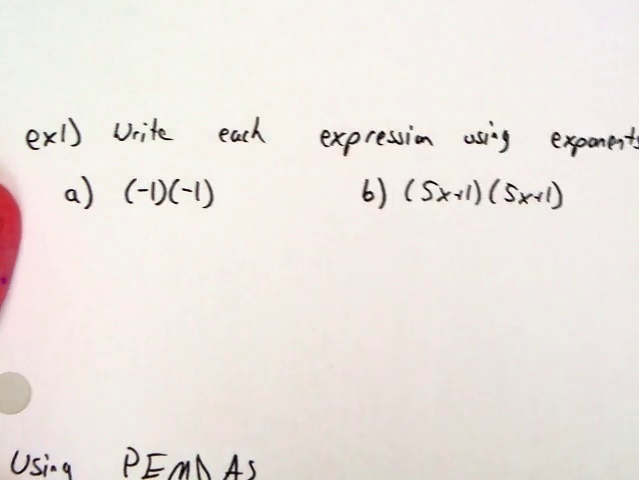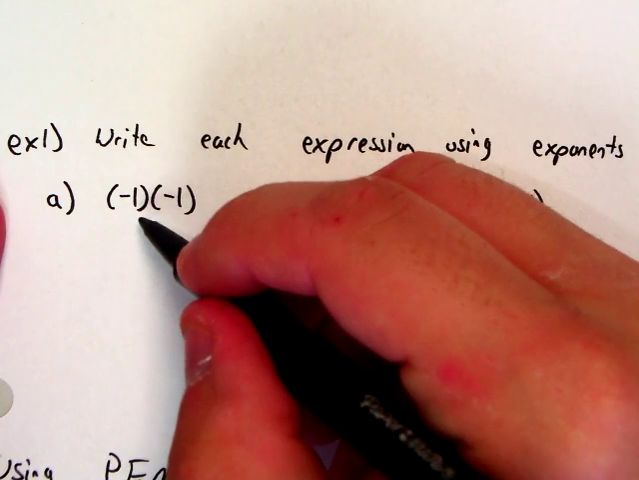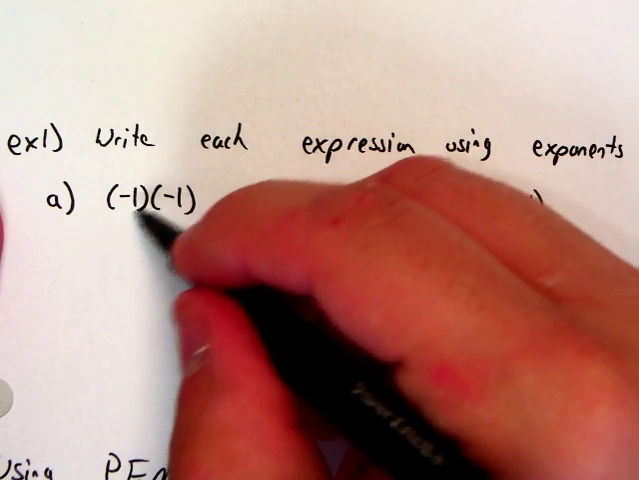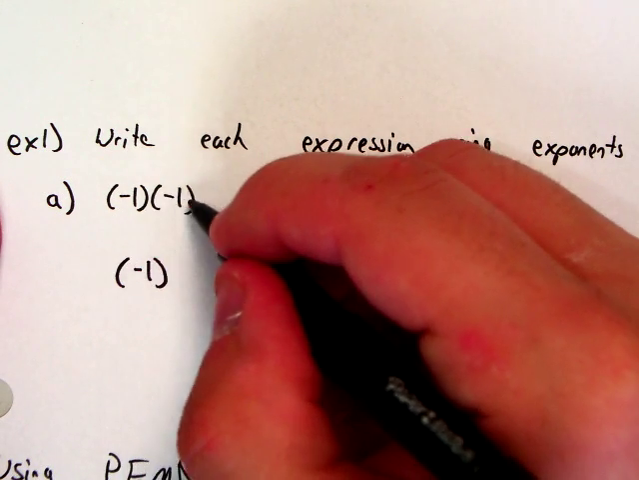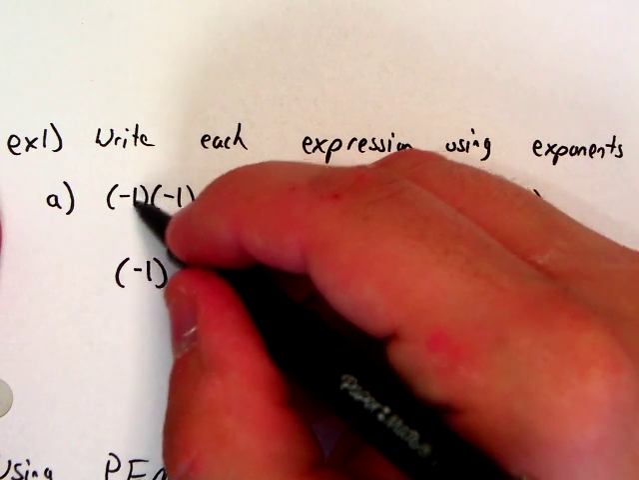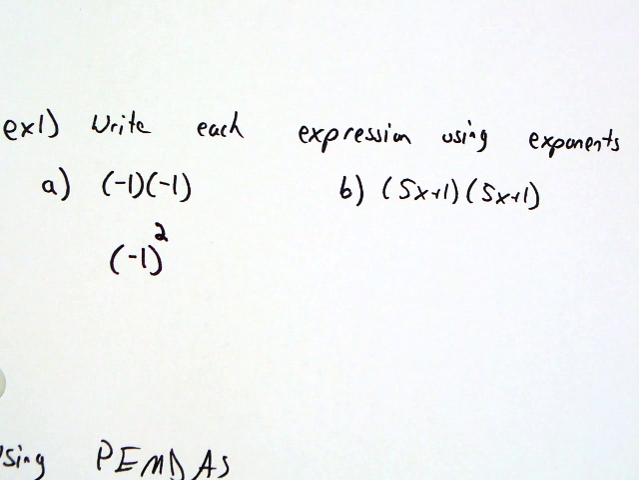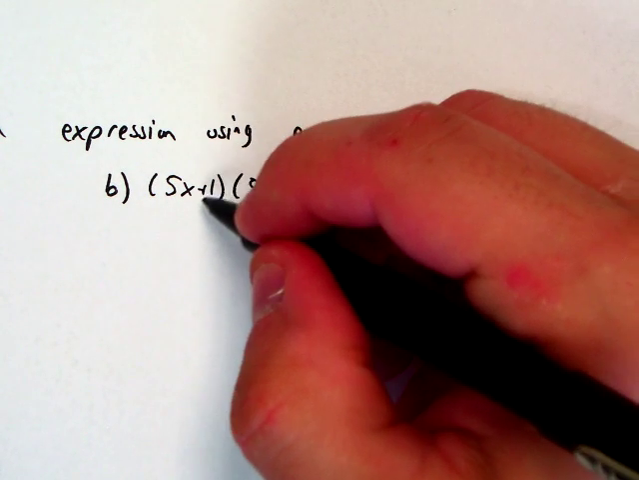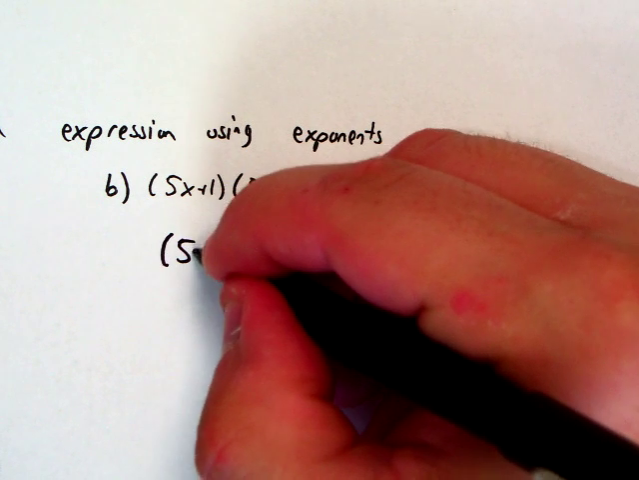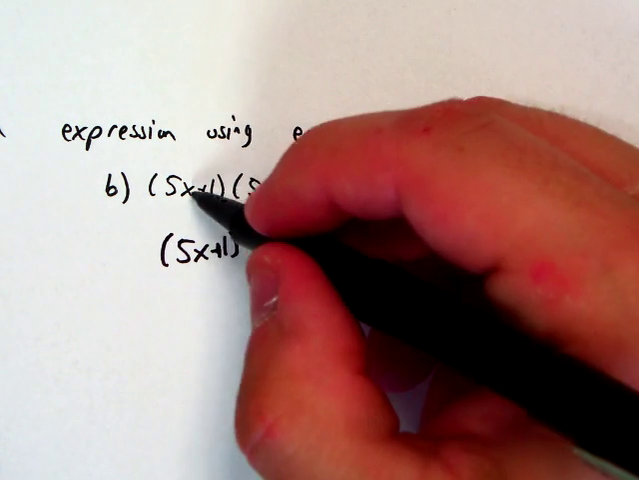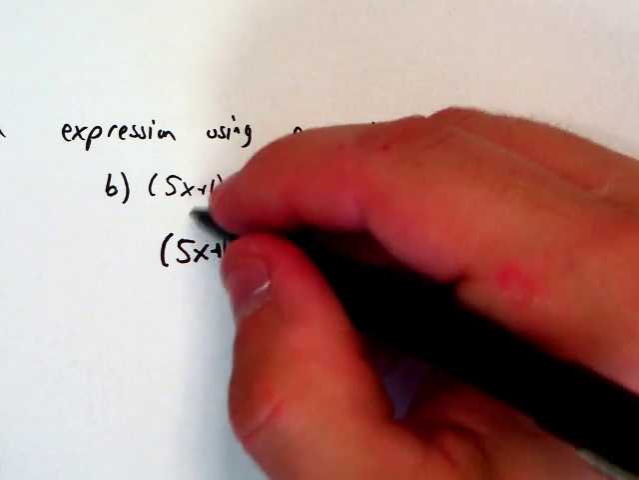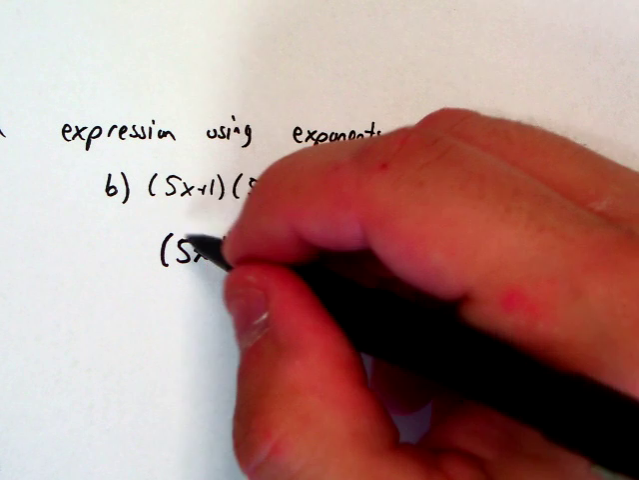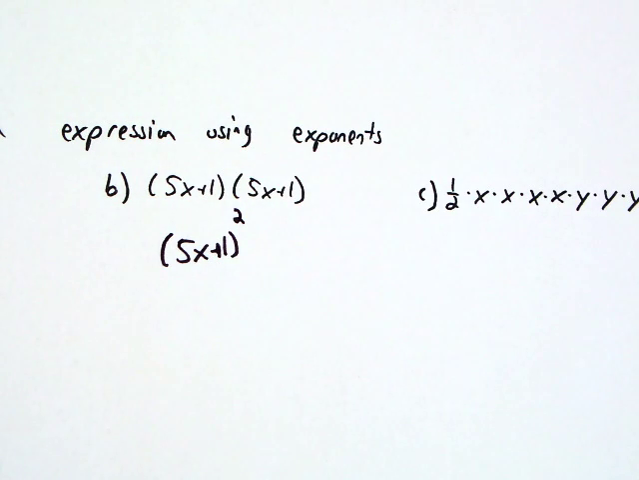So, example 1. It says, write each expression using exponents. For letter A, I have -1 and -1, which means my base is -1, because that's what's being multiplied together here. And I have 2 of them, so my exponent will be 2. Letter B. This one's a little bit more tricky to understand, but the thing that's being multiplied together is this 5x plus 1. Here's a 5x plus 1, here's a 5x plus 1. There are 2 of those terms being multiplied together, so my exponent would again be 2.